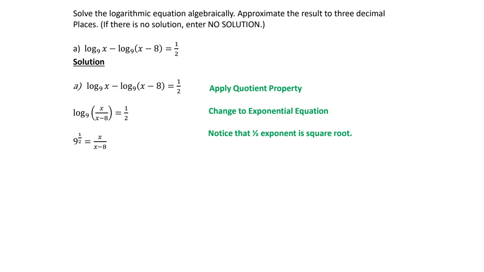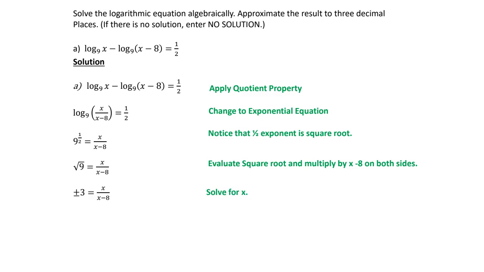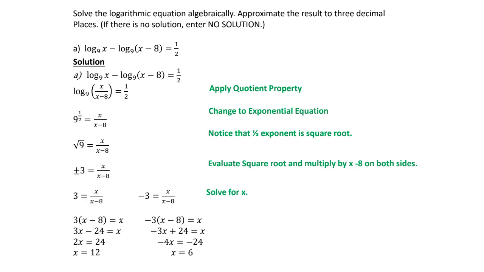The base of this log is 9, so that's the base of my exponent. The input of the log is the output of the exponent, and the output of the log is the input of the exponent. It becomes the exponent. So 9 to the 1/2 is the square root of 9, which I know is plus or minus 3. And if I solve for x, I have two solutions. I have x is equal to 12 and x is equal to 6. And then again, you want to test these two values to see if it gives you a true statement.